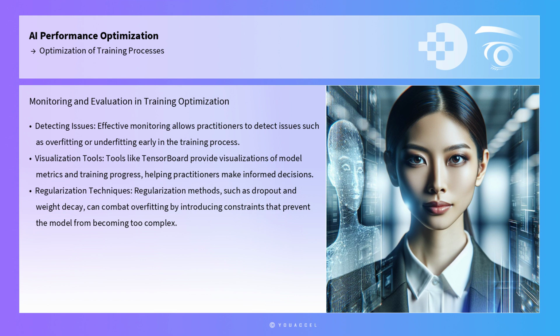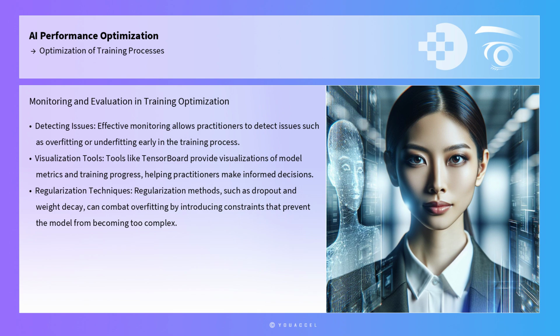Monitoring and evaluation are critical components of training optimization. Effective monitoring allows practitioners to detect issues such as overfitting or underfitting early in the training process. Tools like TensorBoard provide visualizations of model metrics and training progress, helping practitioners make informed decisions about when to stop training, adjust hyperparameters, or implement regularization techniques.